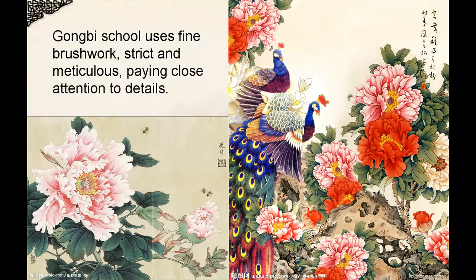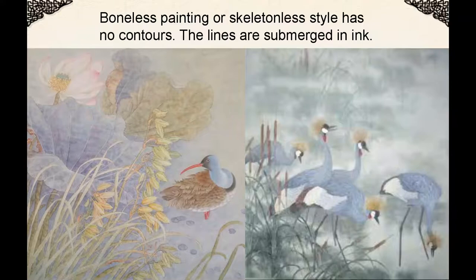Gongbi school uses fine brushwork, strict, detailed, and meticulous, paying close attention to details. The peacocks and peonies are painted in great detail. The boneless painting or skeletonless style has no contours. The lines are submerged in ink. Thus, we cannot see any lines.